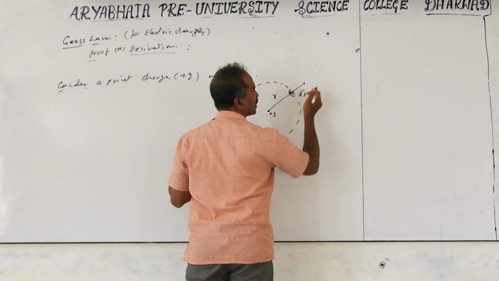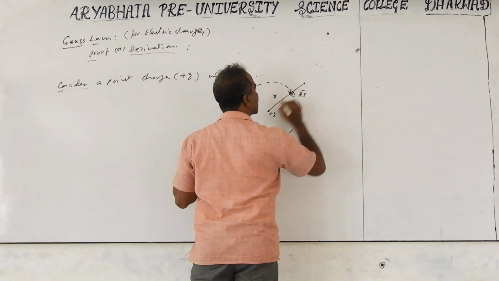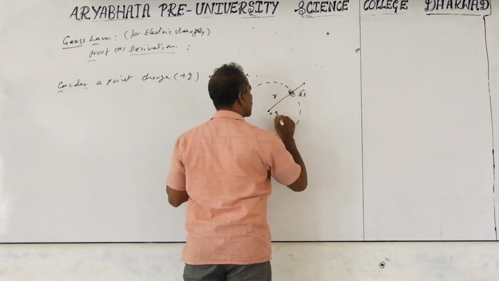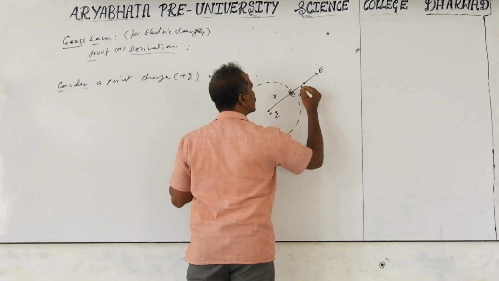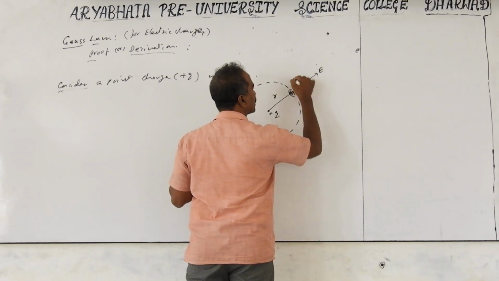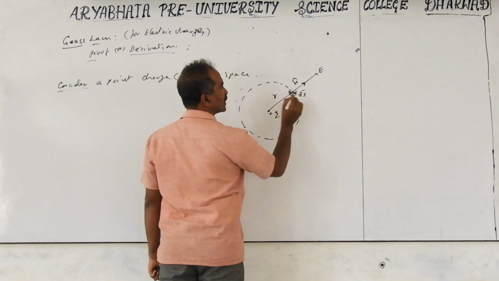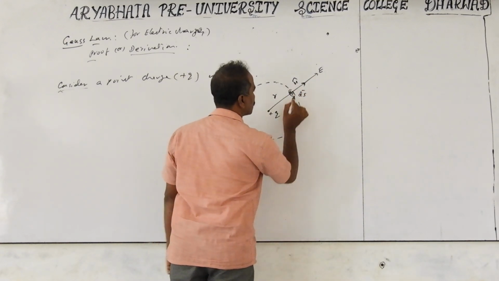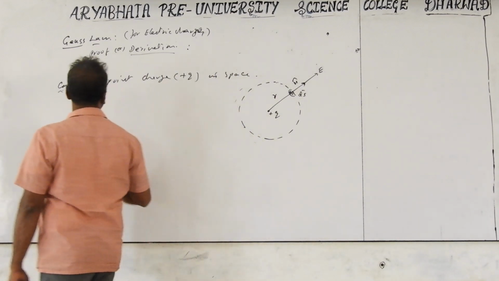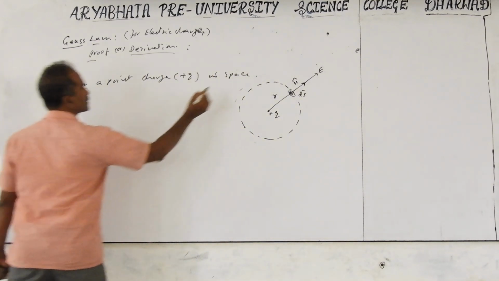The normal is dS bar, or n cap. The electric field, for a positive charge, will be in the same direction. So dS bar, or n cap, and the electric field are in the same direction, and theta becomes equal to 0. This is a small surface area. Consider a point charge plus q in space.